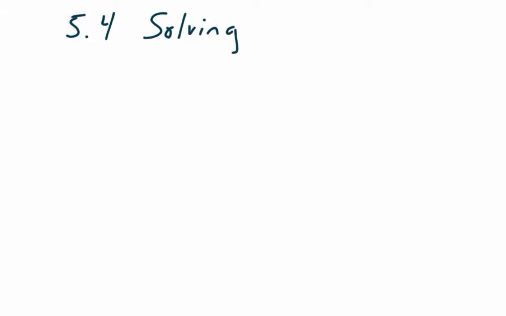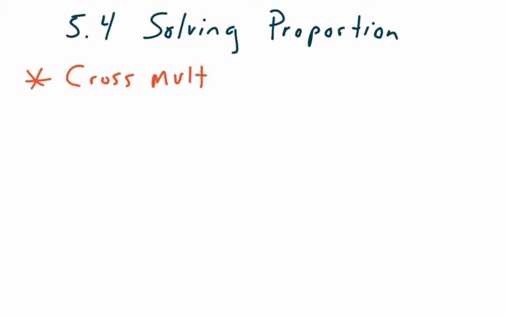So 5-4, solving proportions. Should be a pretty short section today. The key to solving proportions is that you cross multiply and then divide. So I'm going to put a star by that. So cross multiply and divide.